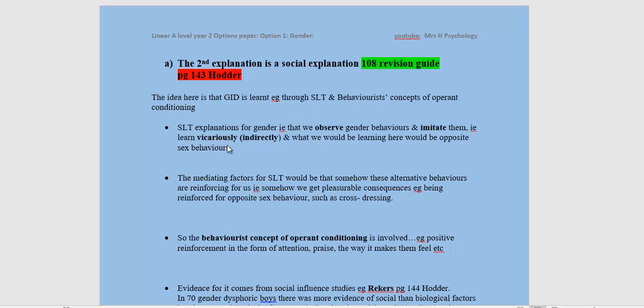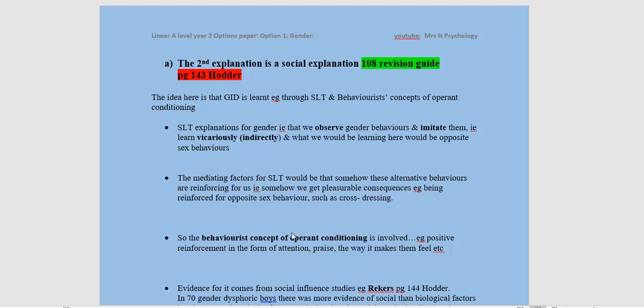So the SLT explanation is that we will observe gender behaviors and we imitate them. So we're observing role models and imitating them. And obviously you want to get these keywords in with any explanation on SLT. So we're learning vicariously, indirectly. What we'd be learning here would be opposite sex behaviors with gender identity disorder.